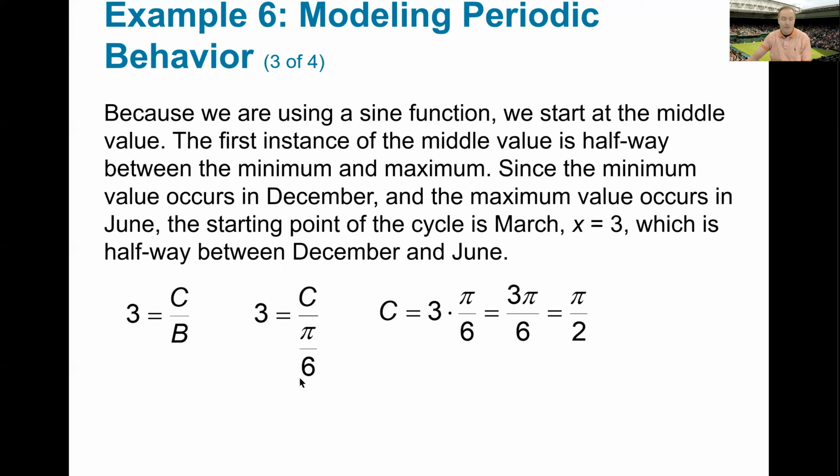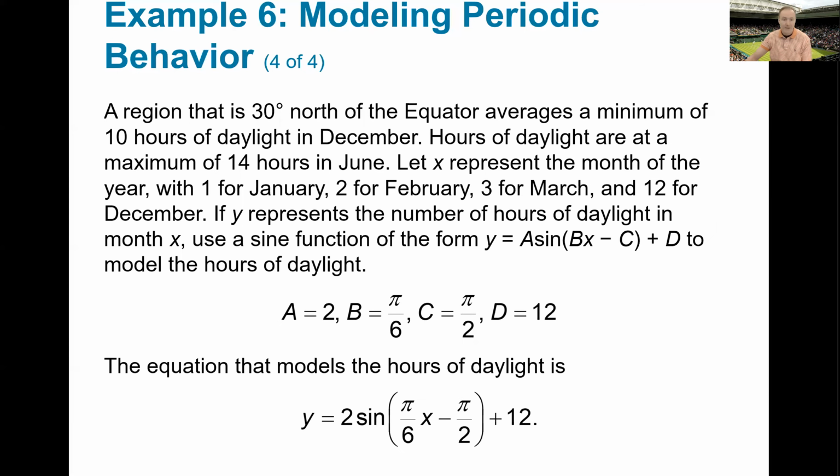I already know the coefficient of X is pi over 6. Multiply by that on both sides, and I get C is equal to pi over 2. Now, that tells me my general equation. I already knew that my amplitude was 2. I knew that the middle value was 12, and then we're going up 2 and down 2 from that.